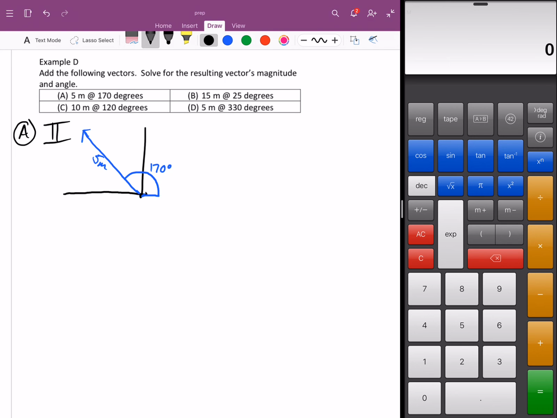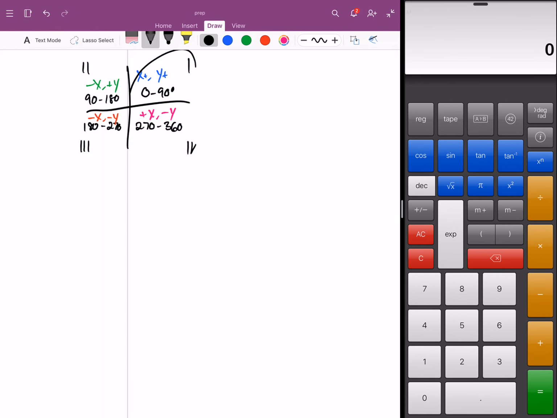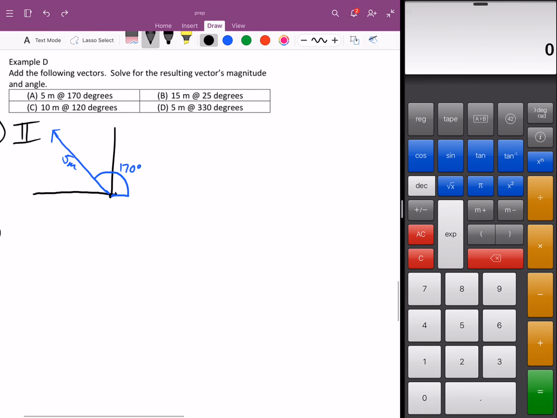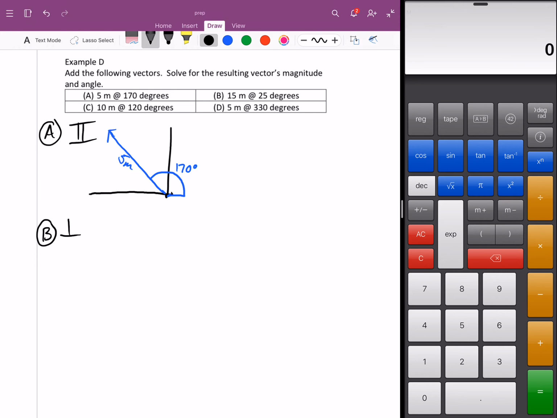Now let's go for B. B is 25 degrees. It is located in quadrant 1. So we'll draw quadrant 1. You have your vector, 25 degrees, with a magnitude of 15 meters.